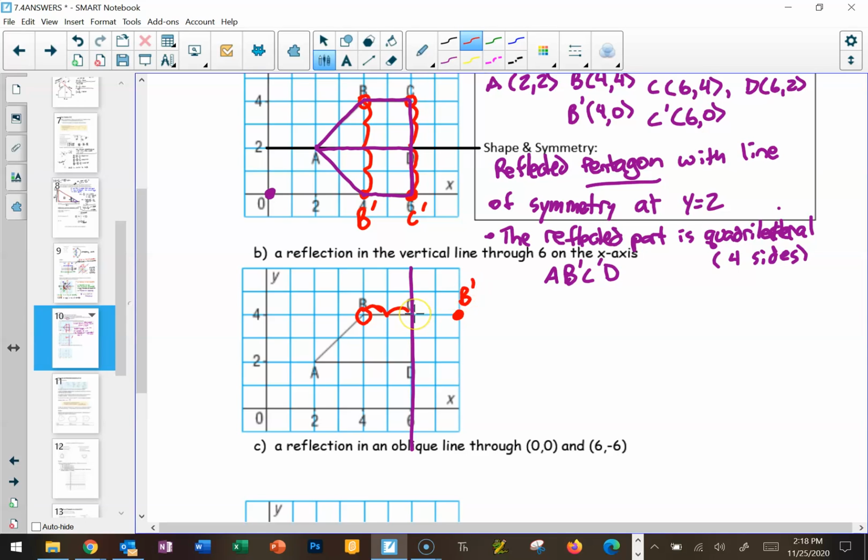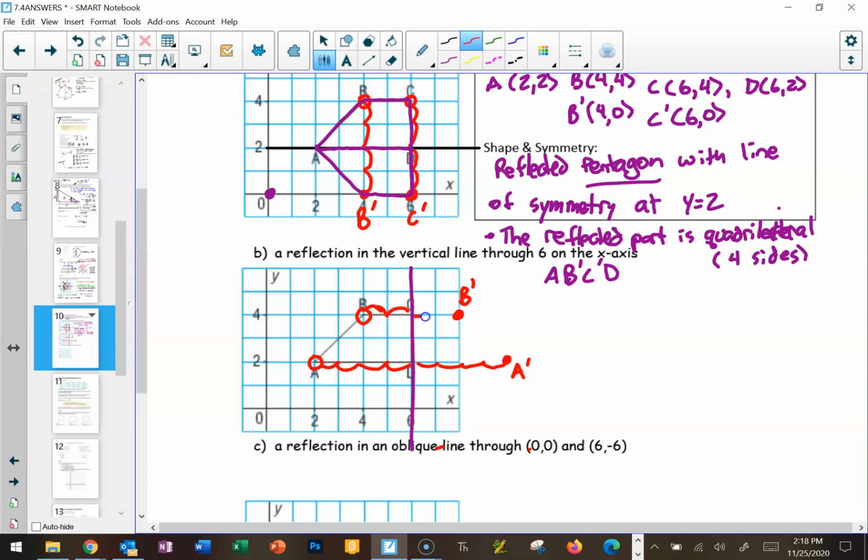Okay, point C is the same. It's still right on the line. Point D is the same. It's right on the line. Point A is 1, 2, 3, 4 hops. So I got to go 1, 2, and again, I'm just going to have to estimate this. 3, 4 would end up somewhere right about there, and that would be A prime. And those are the only points we need to draw because it shares C and D.